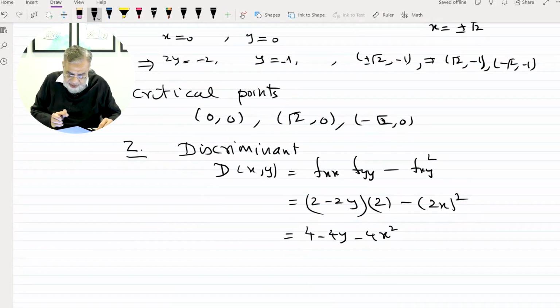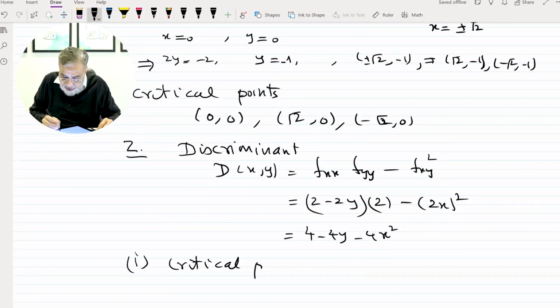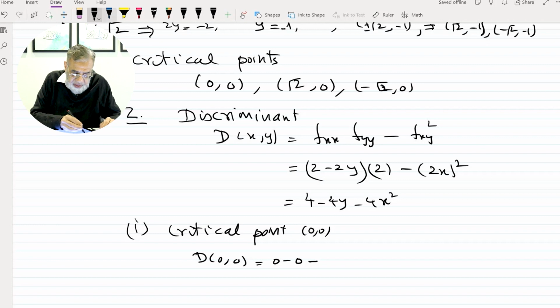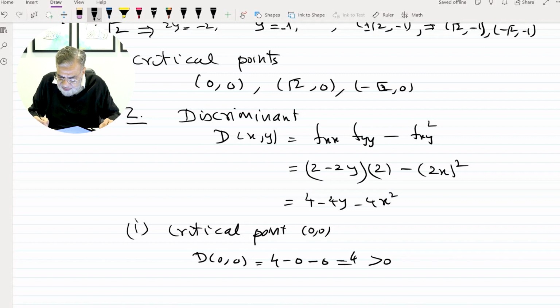Now I take the critical points. The first critical point I'm going to take is the critical point (0, 0), where x equals 0 and y equals 0. When I calculate the discriminant at the point (0, 0), this is equal to 0 minus 0 minus, here we're having 4 minus 0 and then minus 0. The value is equal to 4, and this is bigger than 0. This means we're having local extrema at this point.